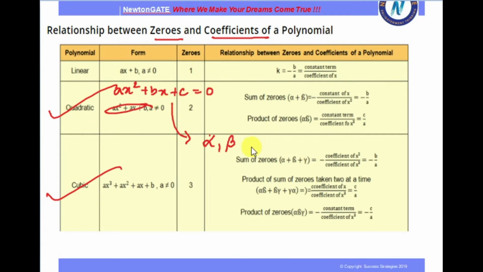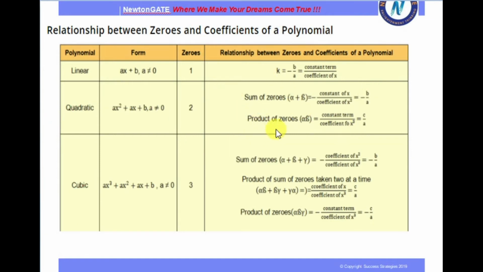Now what is this? Suppose this particular quadratic equation has zeros alpha and beta. Okay, that is, for alpha and beta values of x, this total equation will become 0. Now, the sum of these zeros is equal to minus b by a, that is the coefficient b and the coefficient a, whereas the product of the zeros is c by a. The product of the zeros is alpha beta and that is equal to c by a.